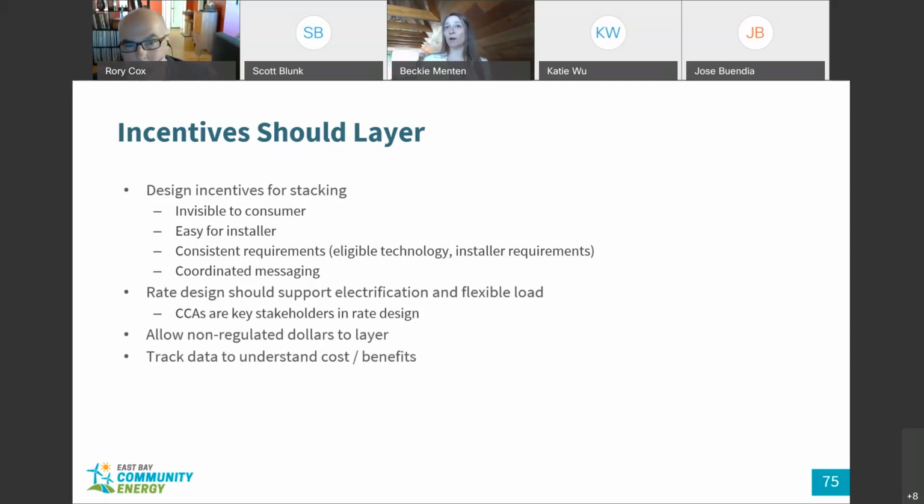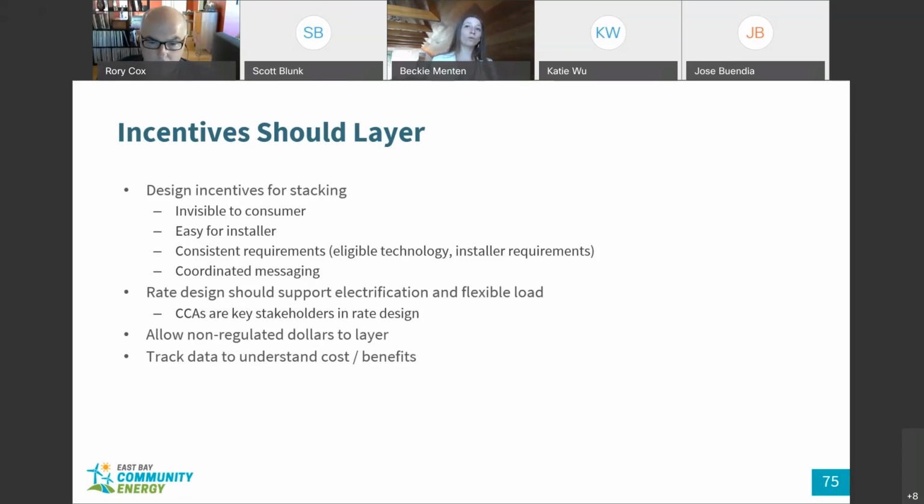These programs should have consistent requirements. Care should be taken that eligible technologies, installer requirements, QA/QC, et cetera, play well together to facilitate to the extent possible that layering of incentives. Messaging should be coordinated. As was discussed just now, Energy Upgrade California provides a platform under which there can be consistent statewide messaging across the space. This is important. Language matters. If we're going to build groundswell in this movement, we need to work together on how we communicate the value of these appliances. Rate design is so important as well.